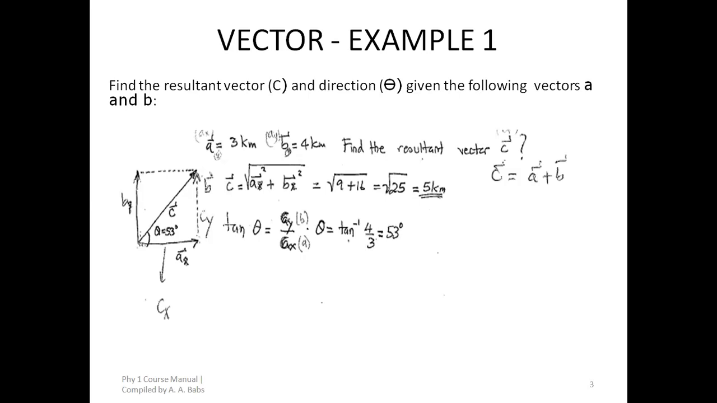So the first example that I want to quickly talk about is this. It says find the resultant of a vector and direction given the following vectors A and B. As you can see here, A is given as 3 kilometers and B is given as 4 kilometers, and then we are looking for C.